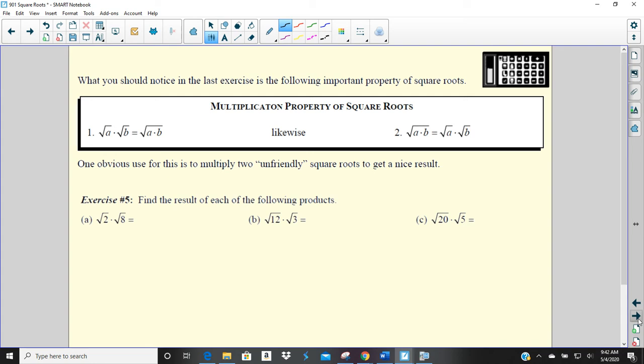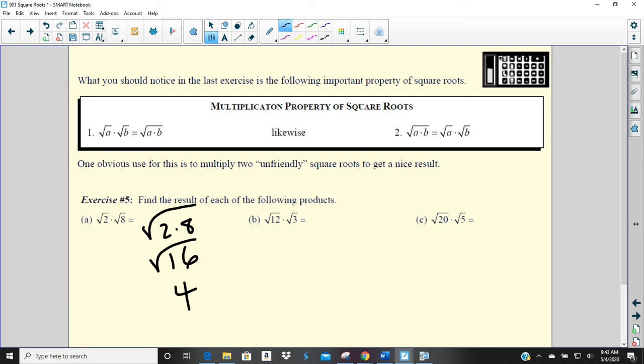So they want us to find the results of each of the following products. Now, if you notice, in question A, neither square root of 2 or square root of 8 are perfect squares. I have to first do the math to do this. Do not use your calculator for this, everybody. So I'm going to do square root of 2 times 8, which is the square root of 16, which we know is 4. See whether you can do B on your own.